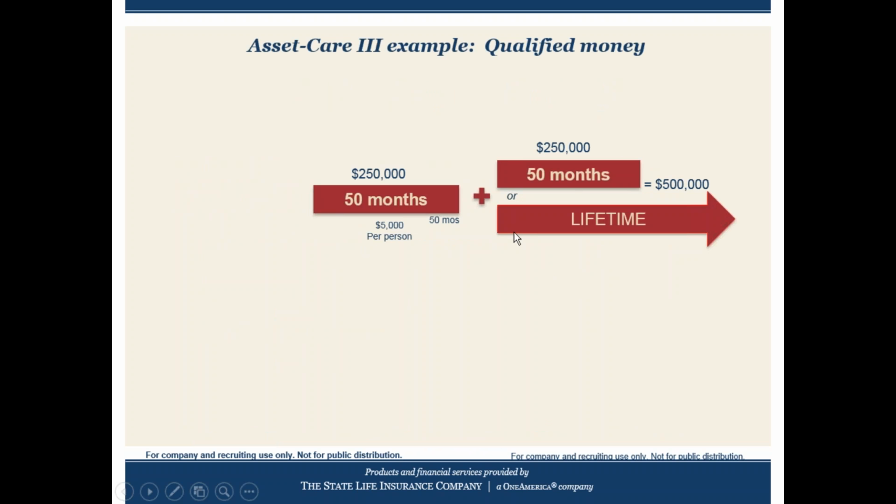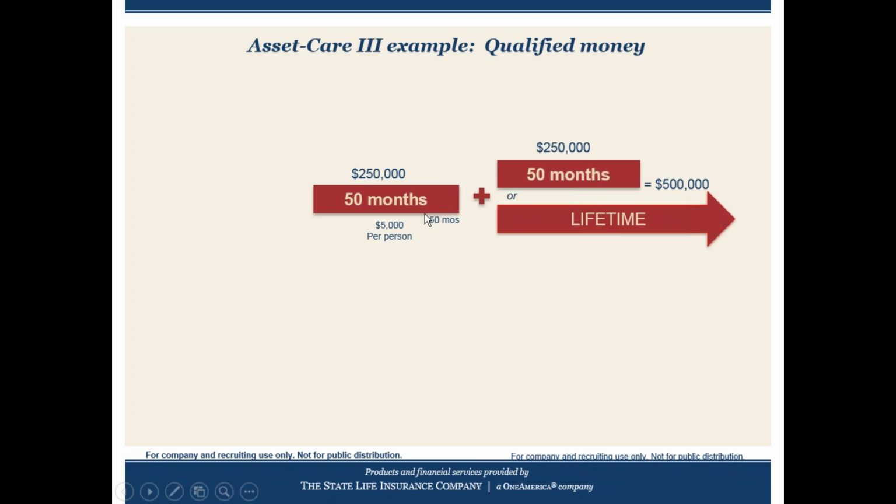Okay, so I want to talk about our Asset Care 3 product. Again, very similar to Asset Care 1, looks exactly the same, right? Here's your base, here's your rider, here's your base with a death benefit of $250, 25, 33, or 50-month payout. Here we're showing you a 50-month payout. Then you have your rider. You can get another amount equal to your death benefit, or you can get the lifetime benefit. Same exact thing as Asset Care 1.